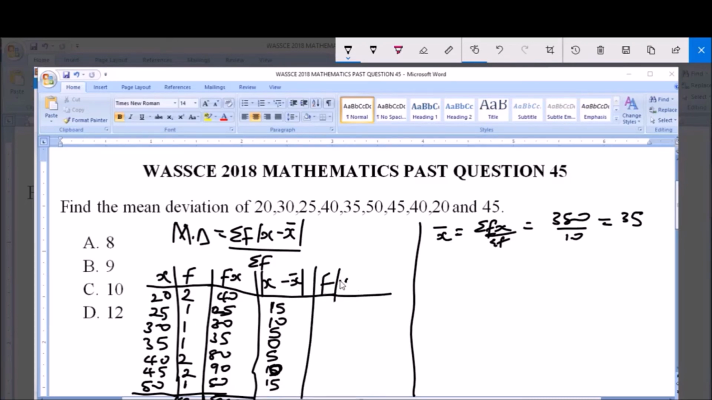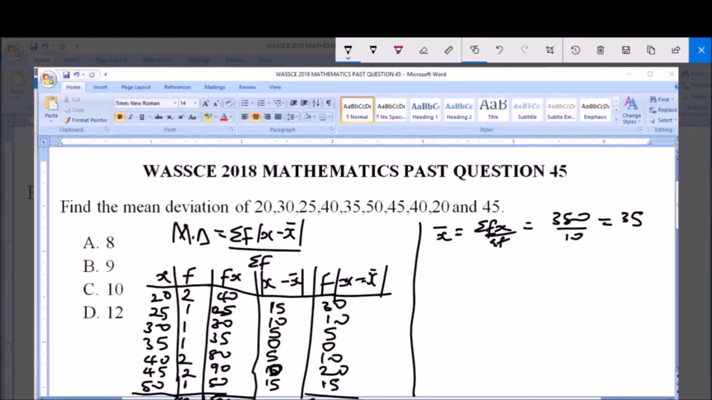F multiplied by x minus mean. Now f multiplied by x minus mean simply means the frequency multiplied by what we've gotten here. Now 2 times 15 will give us 30. 1 times 10 will give us 10. Then 1 times 5 will give us 5. Here will be 0. 2 times 5 will give us 10. 2 times 10 will give us 20. And 1 times 15 will give us 15.